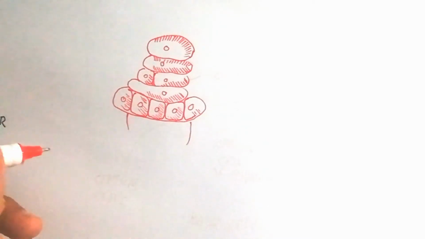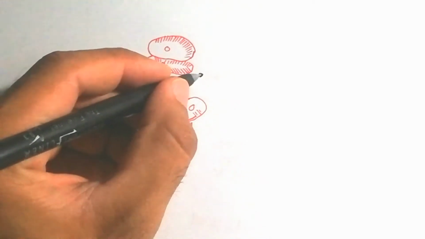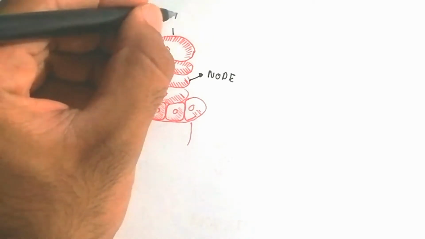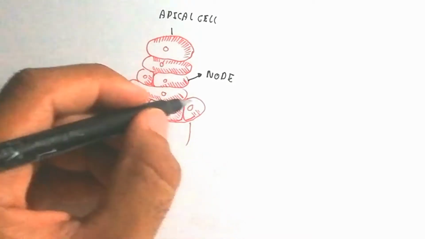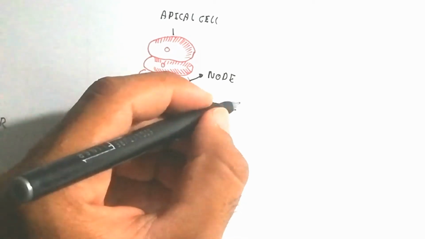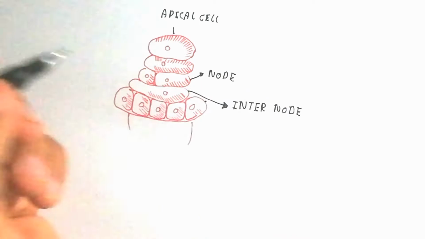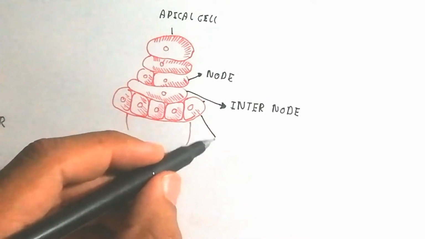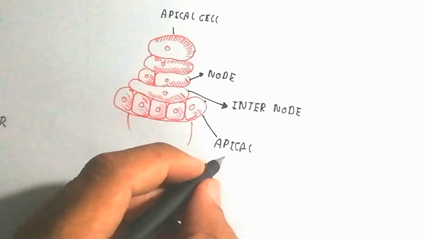Here is the node, and the apical cell remains on the upper side of the plant. Cell division begins and cells divide downward, in the descending direction, not ascending. That is why the apical cell remains at the tip of the thallus. Here the node is central, and the internode is present here, the node-to-node distance. The node is the precursor of the lateral branches.